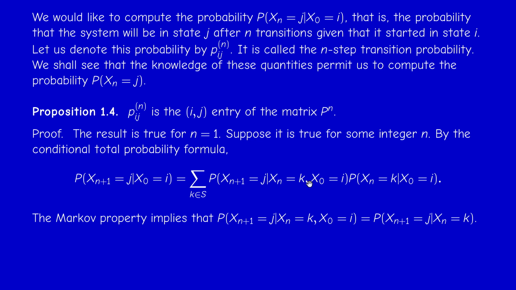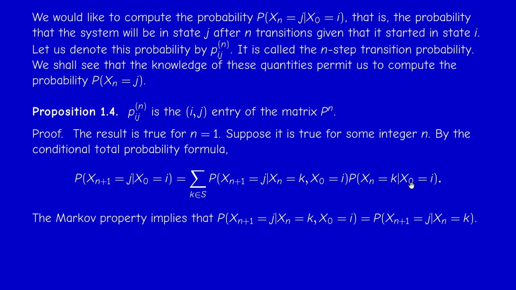So I can simplify this by saying that this is the probability of X_{n+1} equal j given X_n equal k. Of course, here we are considering homogeneous Markov chains. So this is actually what? This is the probability, the transition probability from k to j in one step, right? By definition. So this is just p_kj.